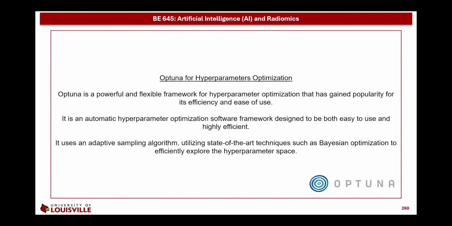After understanding that there are many approaches to optimize the hyperparameters and their usefulness in getting high performance, there are many frameworks that can be used for hyperparameter optimization, such as Optuna. And Optuna is a powerful and flexible framework for hyperparameter optimization that has gained popularity for its efficiency and ease of use. It's an automatic hyperparameter optimization software framework, and it's designed to be easy to use and efficient. It uses an adaptive sampling algorithm utilizing state-of-the-art techniques such as the Bayesian optimization that we have discussed to explore the hyperparameter space.